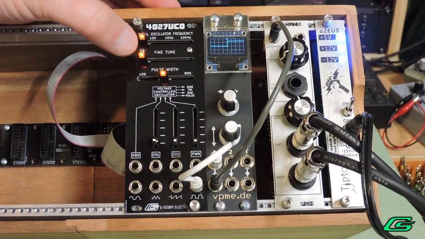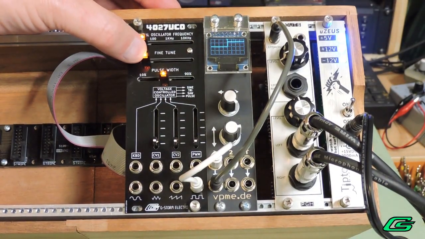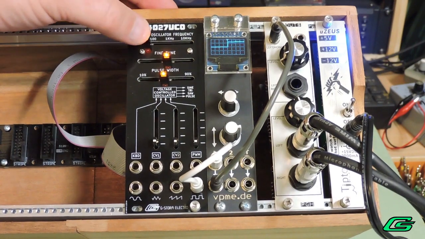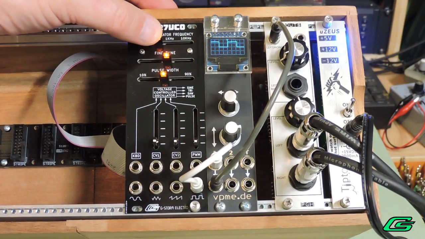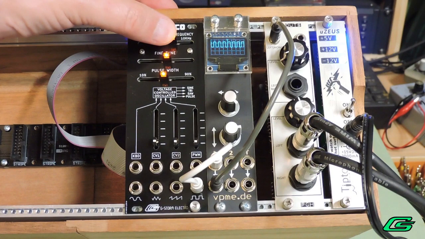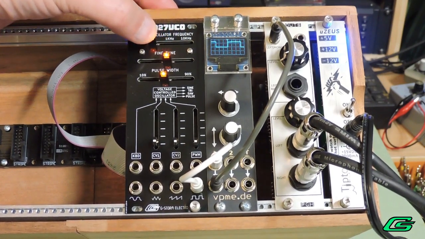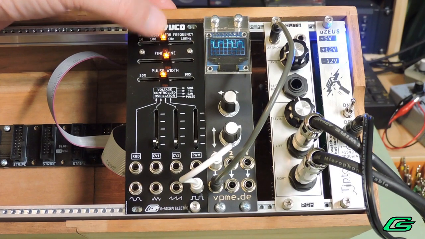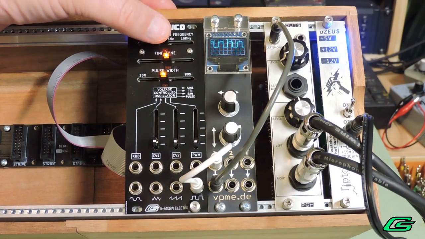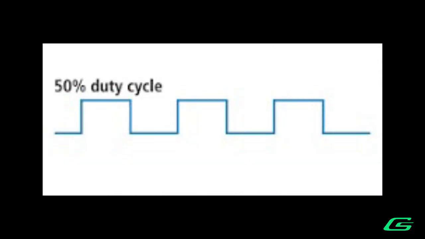I'll set the oscillator frequency real low. That's our switch getting turned off, on, off, on. As we increase the frequency, the switch goes faster and faster. On the oscilloscope, we see our switch is on half of the time and off the other half. This pulse has a 50% duty cycle, which means the switch is on 50% of the waveform cycle. A 50% pulse wave is also known as a square wave.